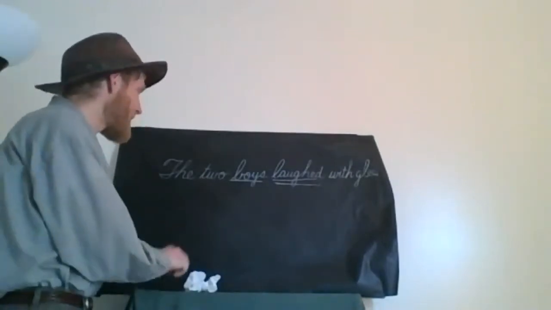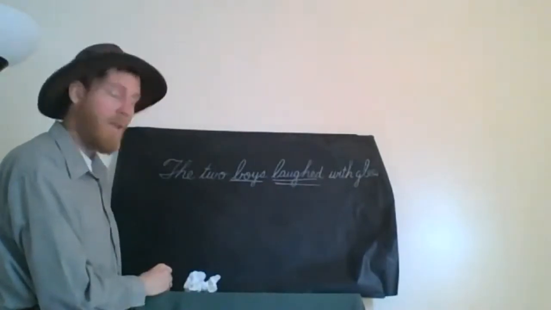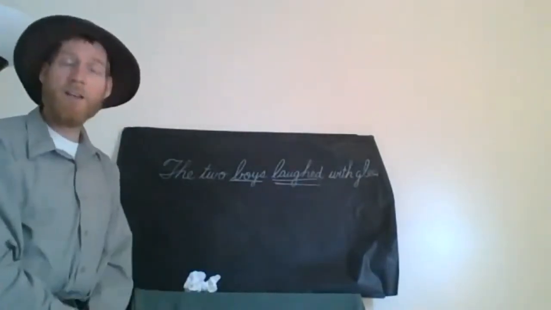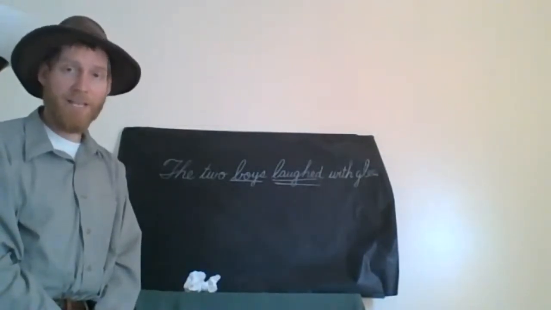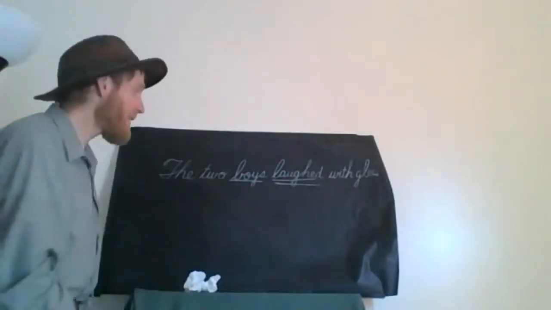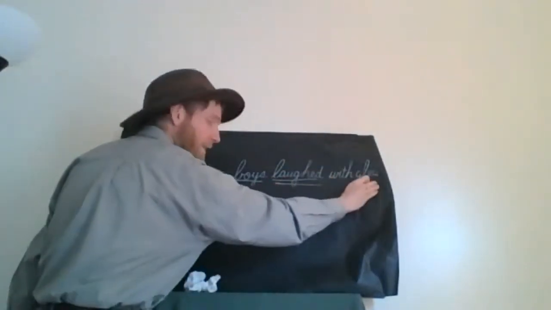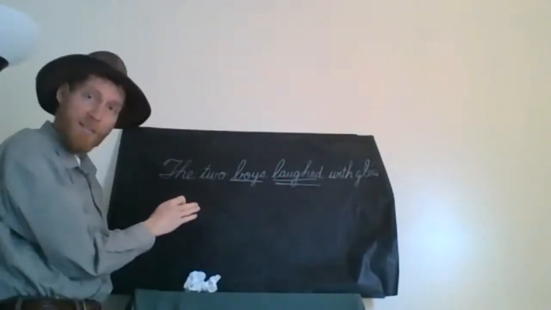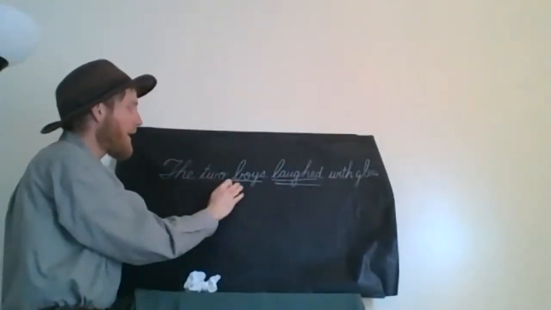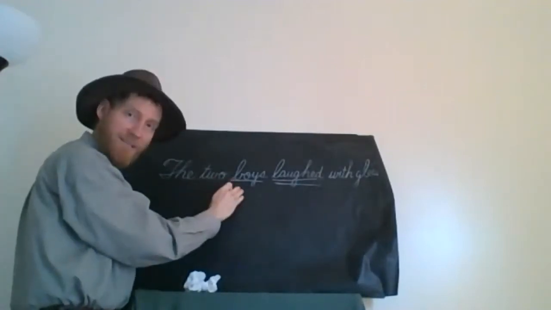So for example, in this sentence, I've underlined some words, haven't I? I have underlined the verb or predicate, the simple predicate, and the simple subject of the sentence. Now the complete predicate would be all of this, laughed with glee. All of that together would be the complete predicate. And for the subject, the two boys. See, they are the complete subject.